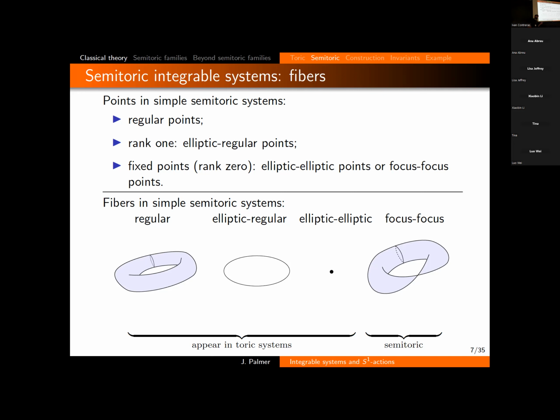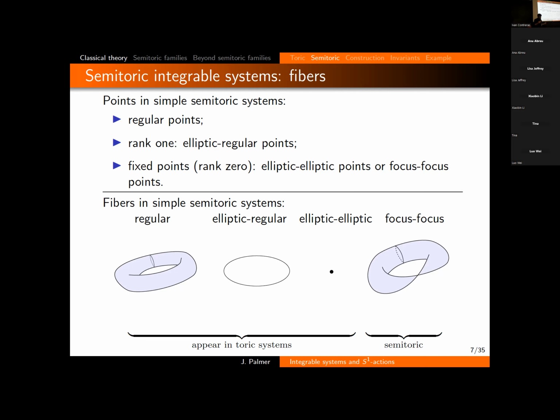I can make a comment here, which people may already be thinking about: maybe you've heard of almost toric fibrations or almost toric systems, which is almost the same as semi-toric. This is going to be confusing no matter what. These are the same fibers that would show up in an almost toric system. The thing that I require that's different is the global S1 action. In an almost toric system, you always have local S1 actions, but maybe they don't agree or patch together in a nice way.